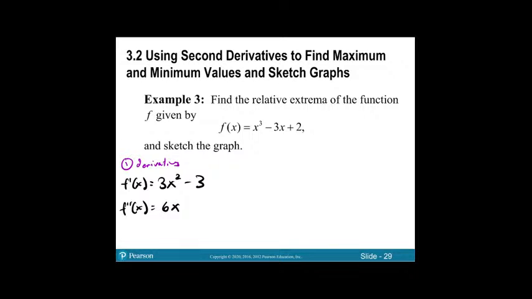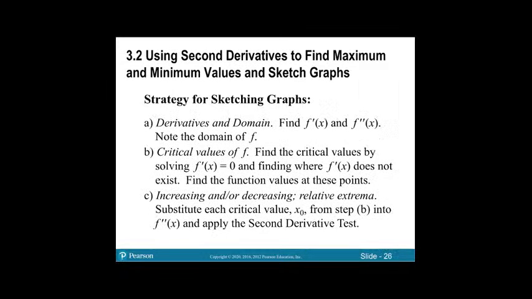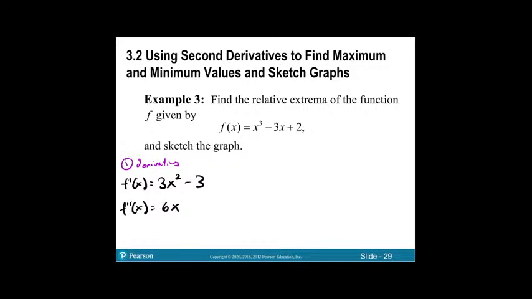I think the second thing was critical values. Okay, so let's look at critical values. Can we find any critical values? If we set the first derivative to 0 and solve, we're going to say 3x squared minus 3 equals 0. X squared equals 1. So then x equals plus or minus 1.